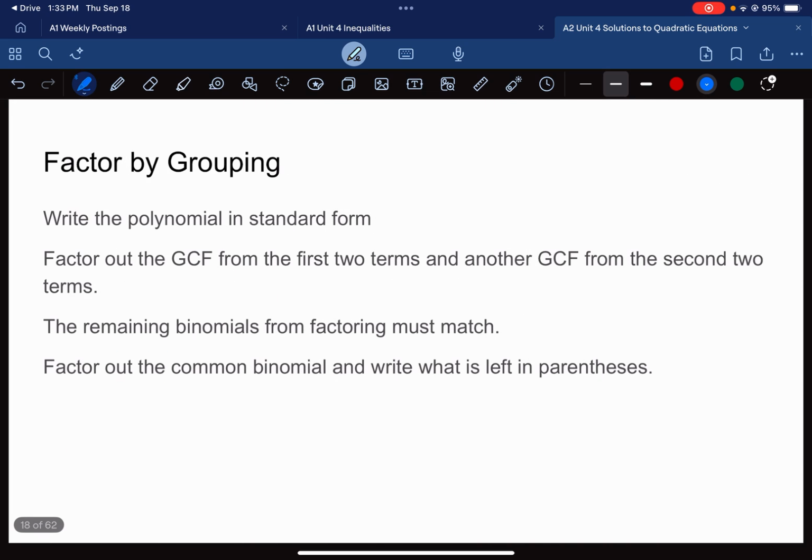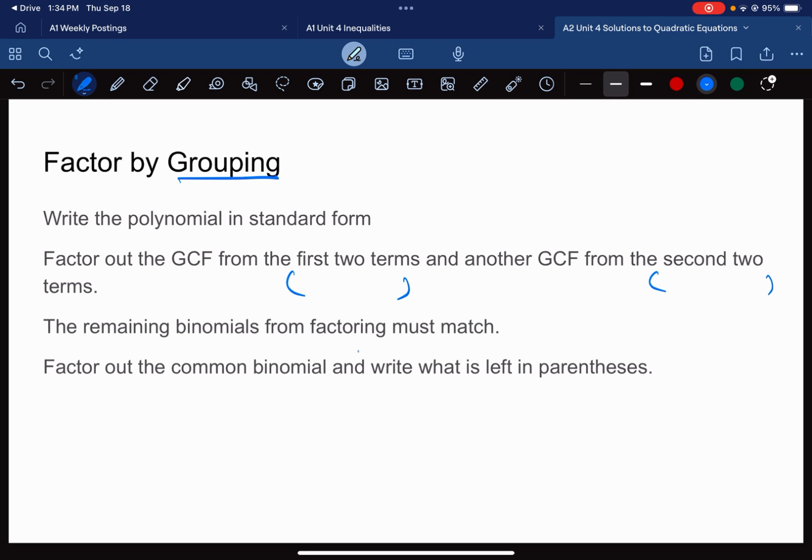So factoring by grouping. I don't know if you've learned this one or not. I'm going to show you this. You're going to write the polynomial in standard form, so meaning putting everything on one side, and you're going to put them in the order of their power, highest power first, and then decreasing power down to the constant. Then you're going to factor out the GCF from the first two terms. It's called grouping because you're going to group together the first two terms, and you're going to group together the second two terms, and you're going to ask yourself, what do they have in common, those two terms, right? And you're going to factor that out.